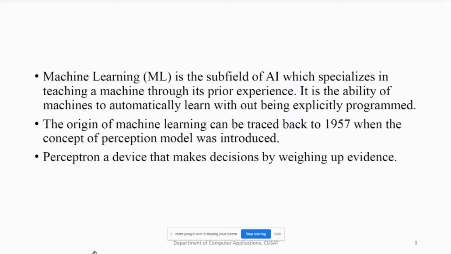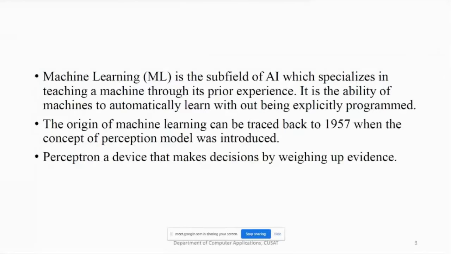I think Dr. Judy yesterday explained all the basic concepts of machine learning. As you know, machine learning is the ability of machines to automatically learn without being explicitly programmed. Here, in the first definition, machine learning is the subfield of AI which specializes in teaching a machine through its prior experience. Prior experience is very important, and in computer science, this prior experience is nothing but the data set available in our hand.